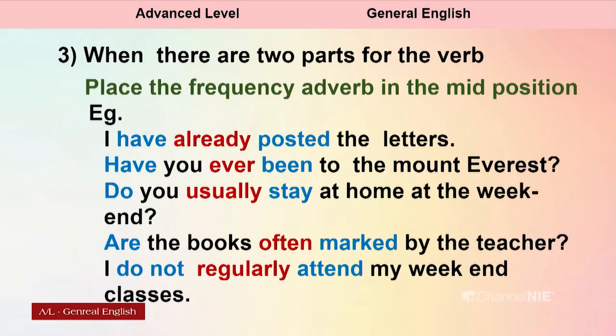Look at the next example. Have you ever been to the Mount Everest? That is a question. So, have and been. Have you ever been? You is the subject. So, have you, and the other part of the verb is been. In between these two main parts of the verb, you can place the frequency adverb ever. It's a question, so the answer can be no, I haven't been, right?